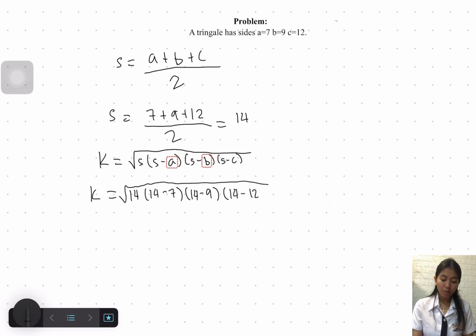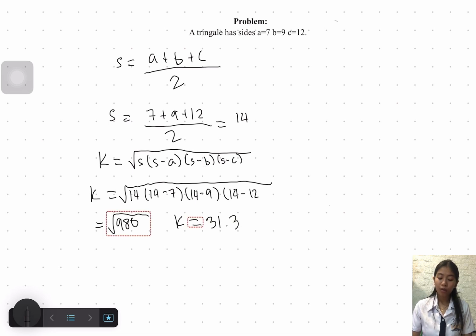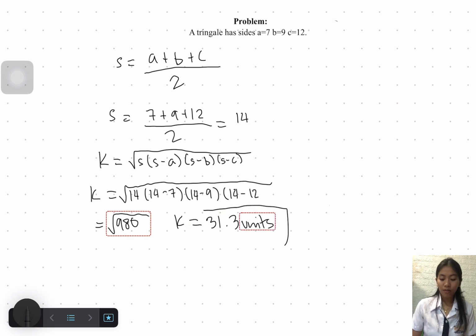So the answer would be the square root of 980, and that would be 31.30, 31.3 units. And that is our final answer.